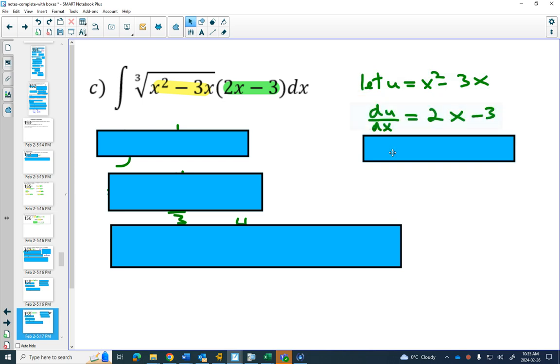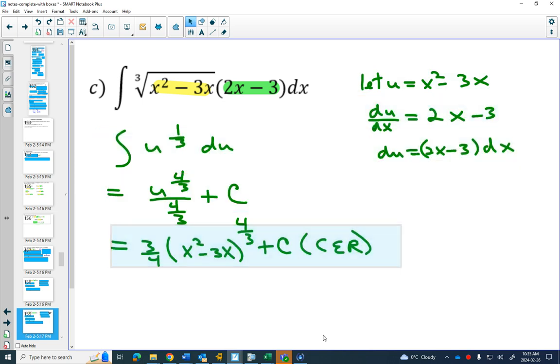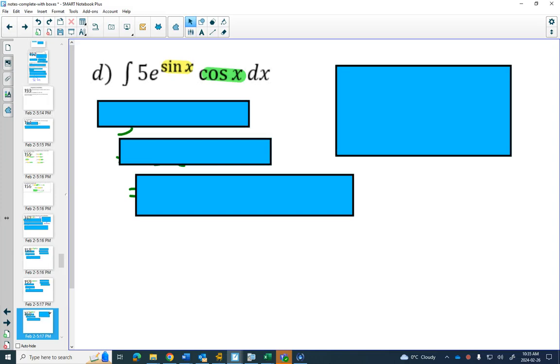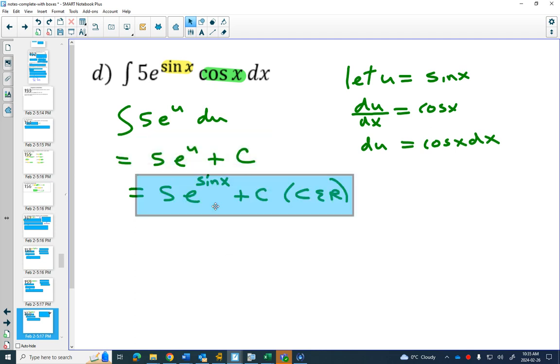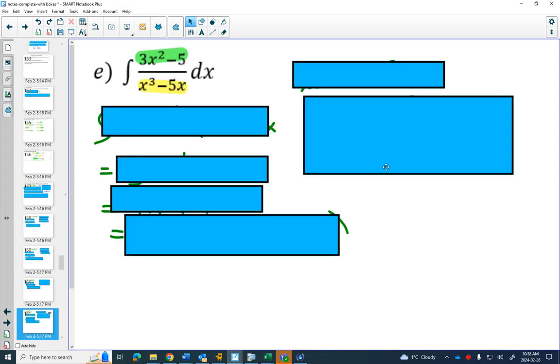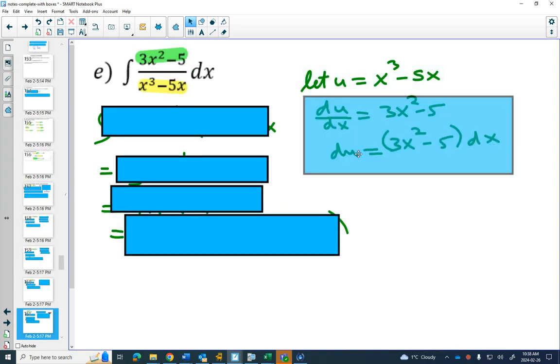Right, if you want to check, see if you were able to get it. I'll give you D then. Here's your setup. All right, here's the answer for E.